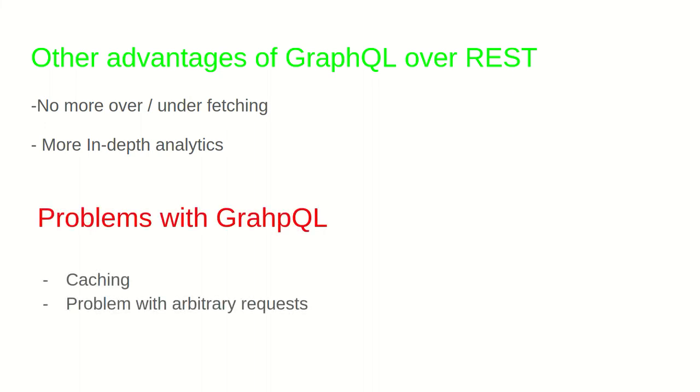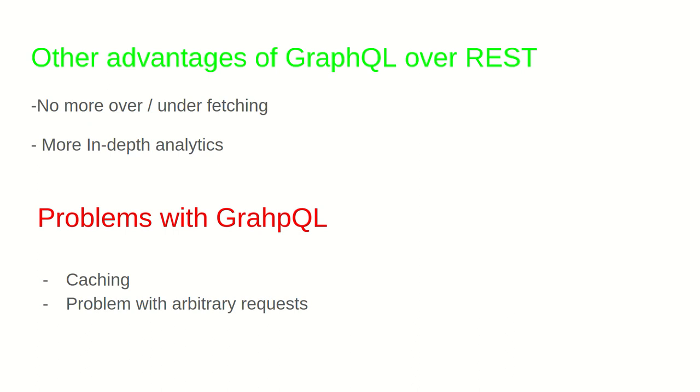But GraphQL as well has its own problems. An example is caching. Because GraphQL has only one endpoint, whereas with REST APIs there are multiple endpoints for different requests, it's easier for the browser to cache information that remains the same with each request. So caching in GraphQL is extremely difficult as it stands now.